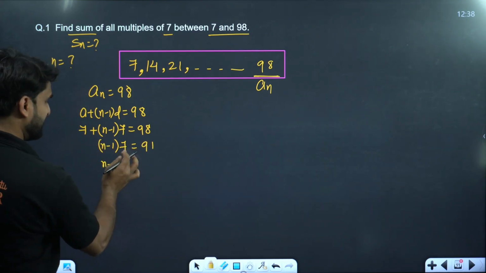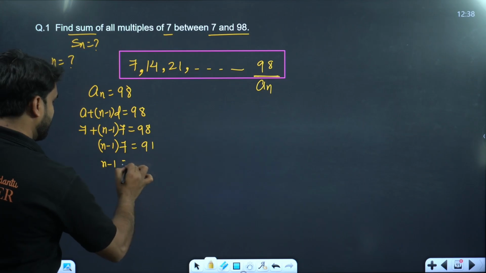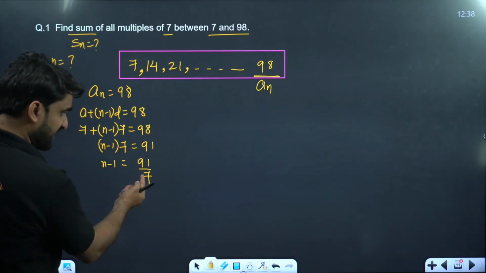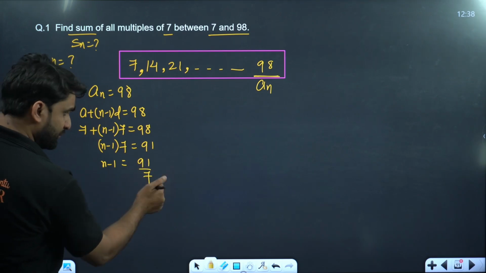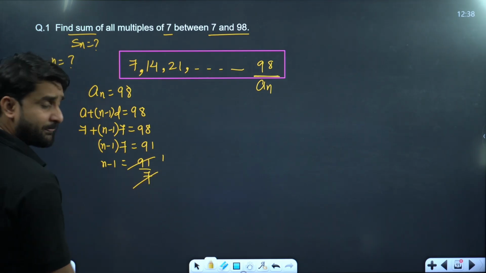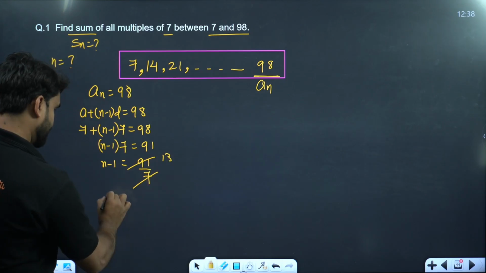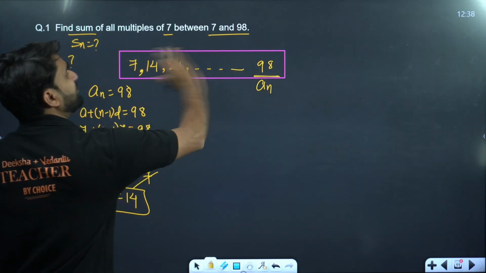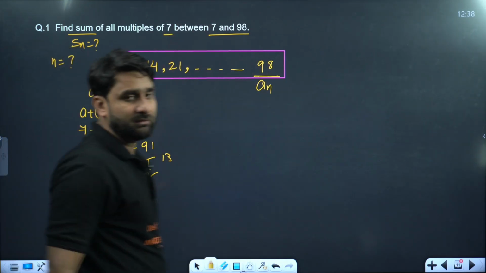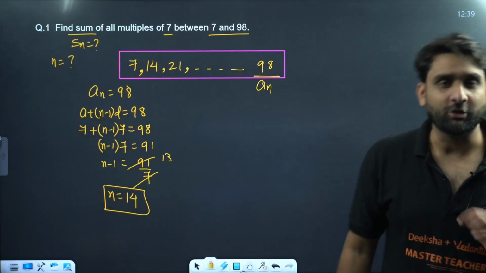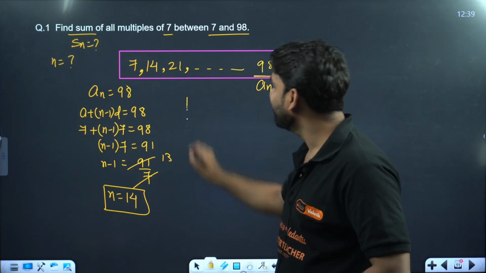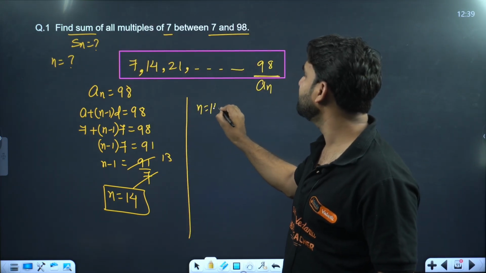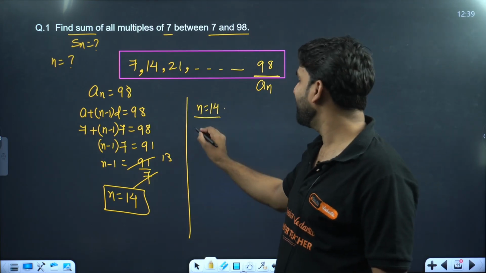Now this 7 is in multiplication form, so this will go and divide. Do you know 7 can divide? 7 times 1 is 7, and here 7 times 13 is 91, so n is equal to 14. So the total number of terms from 7 to 98 is 14, and we have to use the 14 here because the question is asking to find the sum of all terms. So we have n as 14, and once you get n, my dear, you can apply the formula.